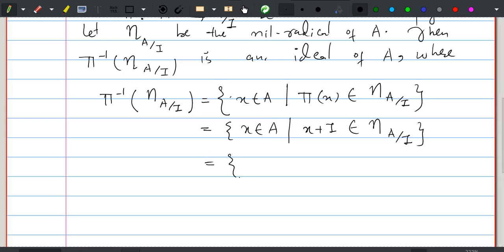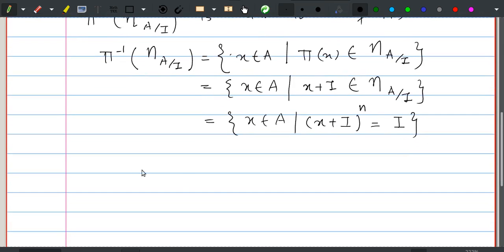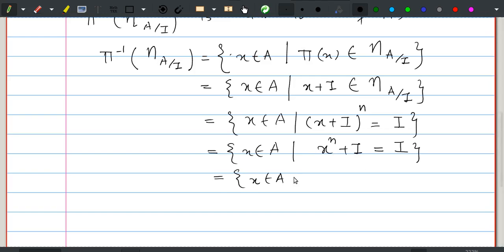Now by definition of the nil radical of A mod I, this element is nilpotent, i.e. there is some positive integer n such that x plus I to the power n is the identity zero element of A mod I, which is actually I. That is what we mean by a nilpotent element in A mod I. This is same as all those elements in A such that x power n plus I is same as I, or this is a set of all those elements in A such that x power n is in I, and this is the definition of actually the radical of I.